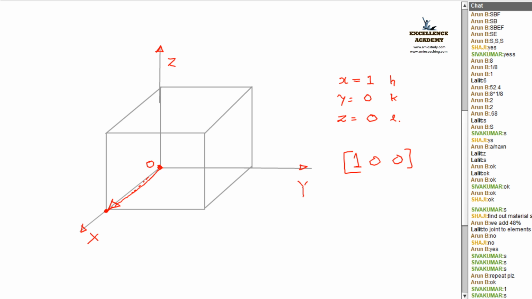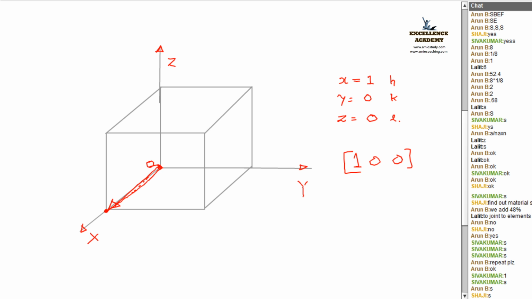Suppose this direction is like this, from here to here. Then it is in the negative x direction. At that time, how will you represent it? By putting a bar over this one. This is how the negative is represented. I simply drew the Miller indices for directions here, but it is not an easy task to draw them. I shall give you some tricks to remember that.